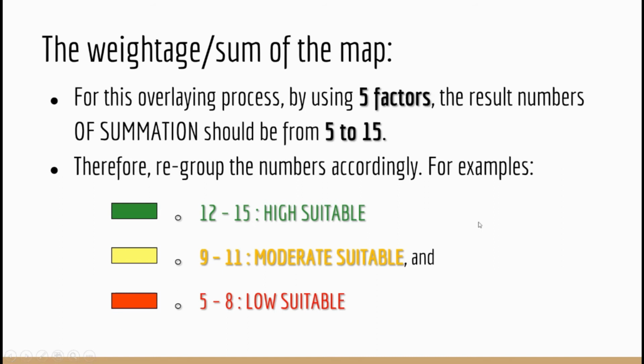So therefore regroup the numbers accordingly. For example, yang macam kita buat ni, regroup ni, yang saya buat ni adalah 5 hingga 8 for low suitable atau less suitable, 9 hingga 11 for moderate suitable, or summation between 12 to 15 is very high suitable area.